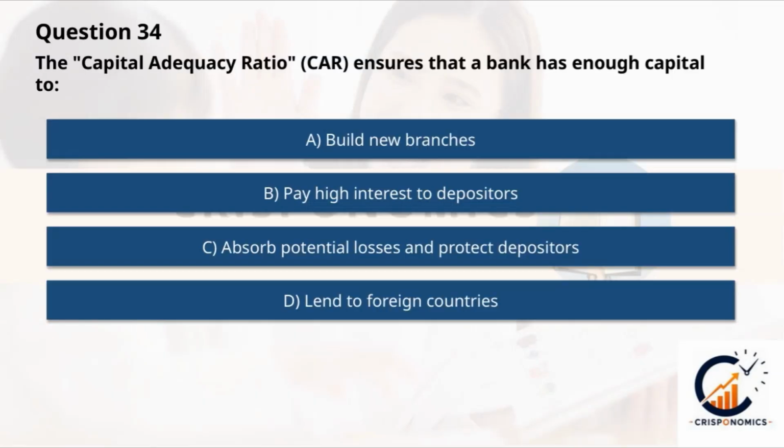The Capital Adequacy Ratio, or CAR, is a crucial measure for banks. It ensures they have enough capital to cover risks and protect depositors. This means banks can absorb potential losses without collapsing. It's not about paying high interest or building new branches, and it's not about lending abroad. Instead, CAR is all about financial stability, making sure banks stay safe and sound, even when times get tough.